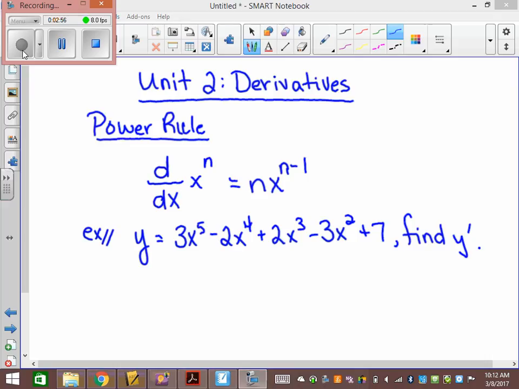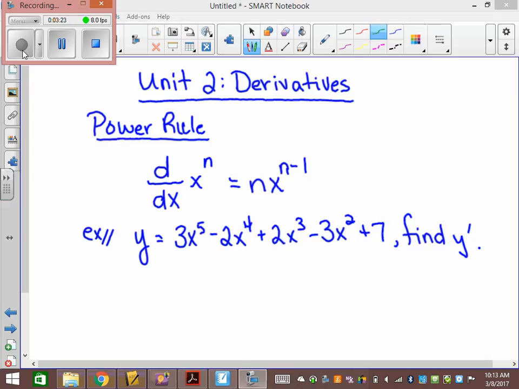Okay, so think about it. You would have had to have gone 3 times x plus h to the 5, expand that out, minus 2 times x plus h to the 4, expand that out, plus 2 times x plus h to the 3, expand that out, minus 3 times x plus h to the 2, expand that out, plus 7, then minus that all over h, cancel terms off, pull an h out, distribute into 0, get an answer, right? Fun times, I know. But with power rule, we can do this in just a second.